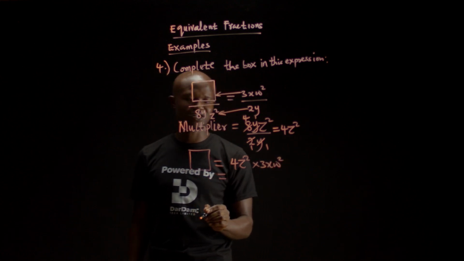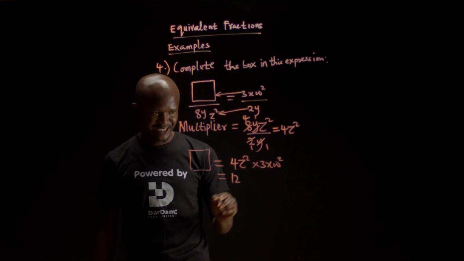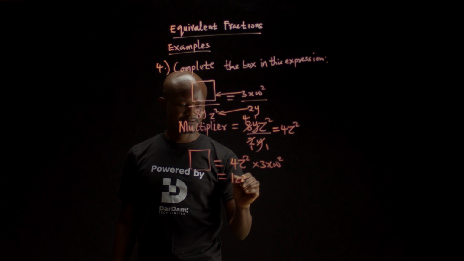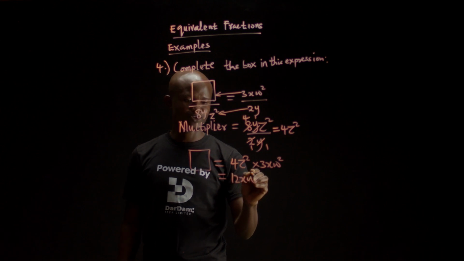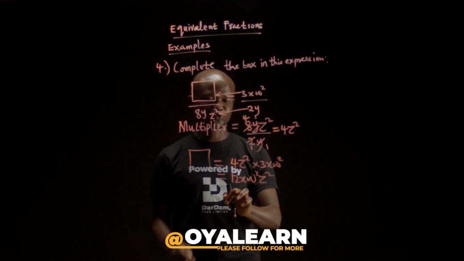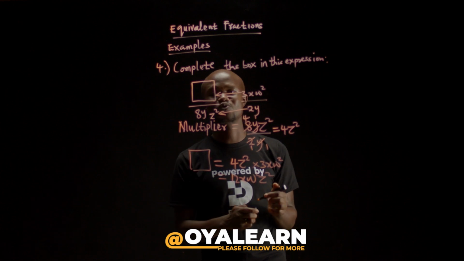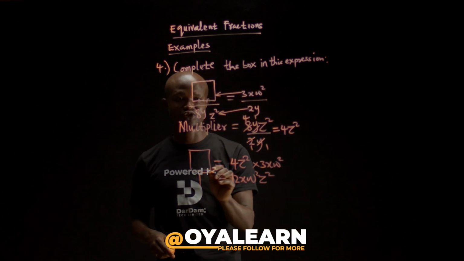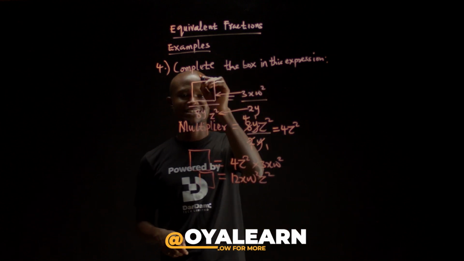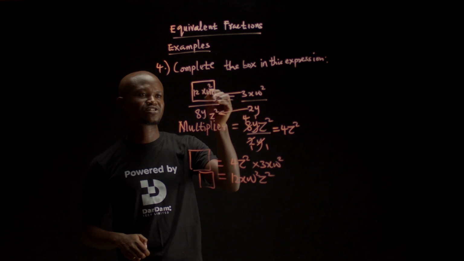So what do we have? It means that we have what? 3 times 4, we have what? 12. Then 12x w squared z squared. 4 times 3, that's 12. So the x that is here, we have it here. So w squared z squared. And that is what you are going to have inside the box. We can write it here. That is what? 12x w squared z squared. So that is the solution to the problem.